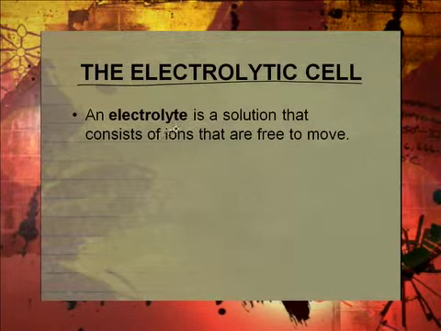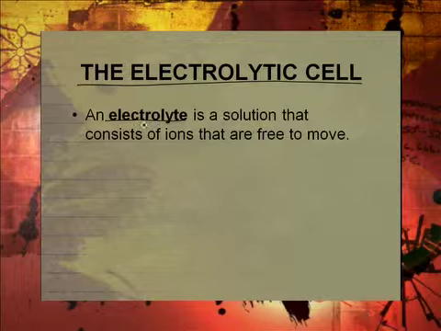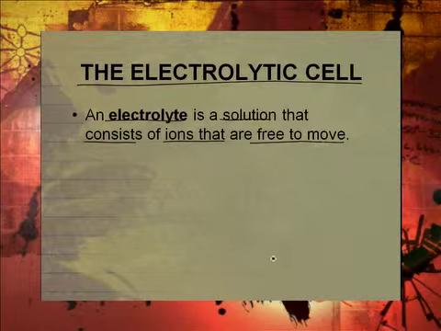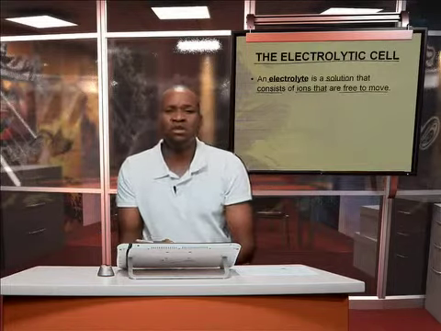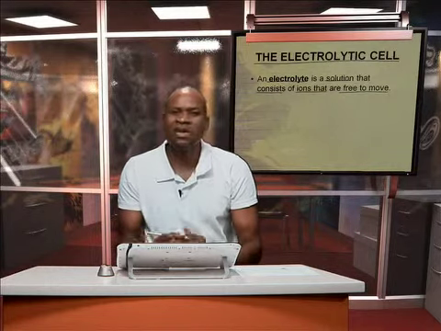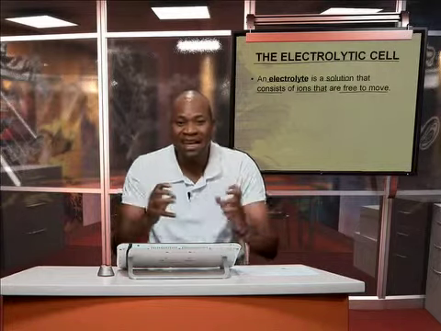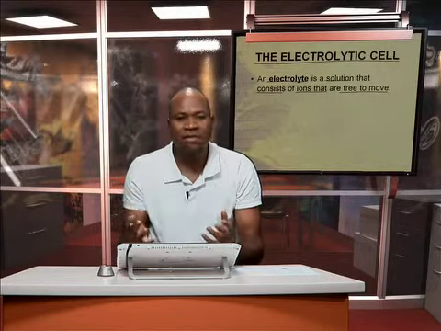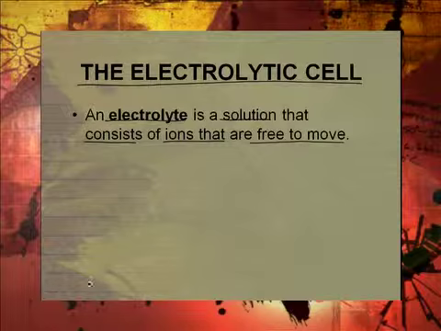An electrolyte, in the first place, let's define what this is. Both galvanic and electrolytic cells will have electrolytes. They function through electrolytes. An electrolyte is a solution that consists of ions that are free to move. Like a copper sulfate solution, it's an electrolyte. Zinc chloride is an electrolyte. Potassium nitrate is an electrolyte because it has got ions that are free to move. And as they move, they can conduct electricity.